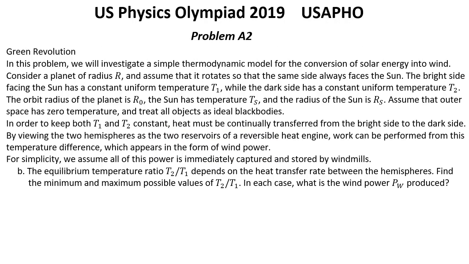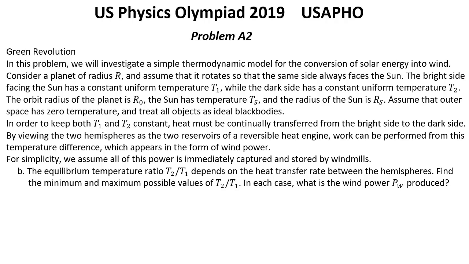Question B. The equilibrium temperature ratio T2/T1 depends on the heat transfer rate between the hemispheres. Find the minimum and maximum possible values of T2 over T1. In each case, what is the wind power Pw produced?